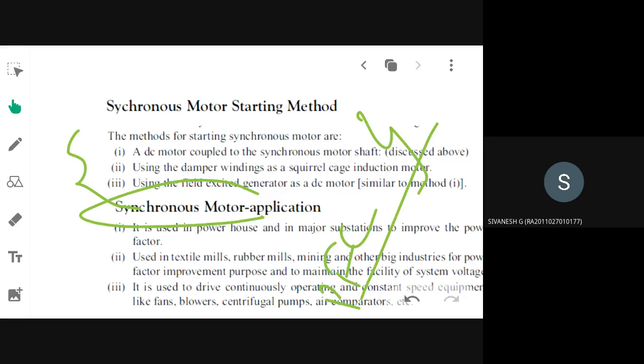For your CT2, it will be unit number 2 and unit number 3. Unit 3 I will discuss in the next class. Before that, I want to discuss something.